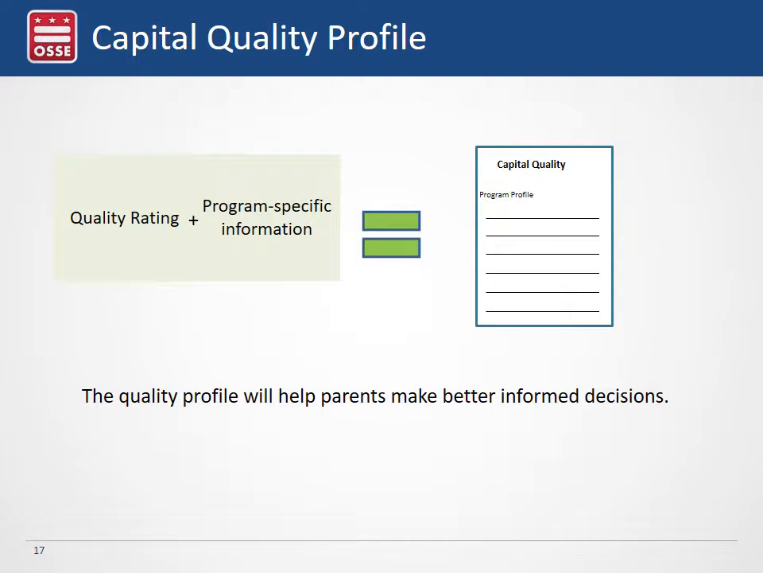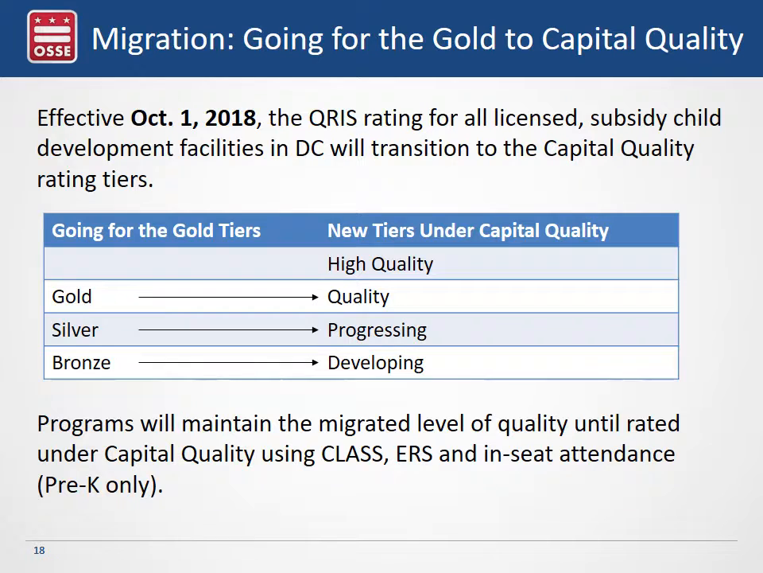While the quality rating will not be made available publicly immediately, the ultimate goal is to share this information with the public so that they are able to make informed child care decisions. Effective October 1st, 2018, the QRIS rating for all licensed subsidy child development facilities in DC will transition to Capital Quality rating tiers. Programs will maintain the migrated level of quality until rated under Capital Quality using the Classroom Assessment Scoring System pre-K, environment rating scales, and in-seat attendance for pre-K only.